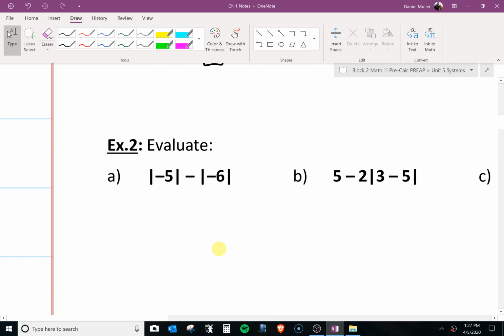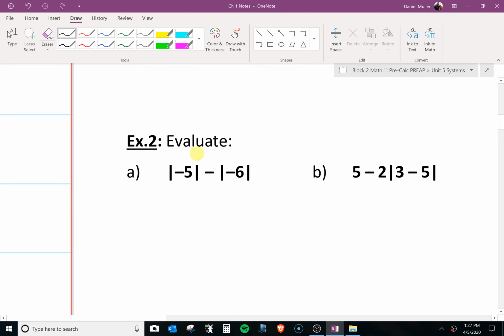Continuing on here with example number 2, you have to do inside the brackets first. Well, there's nothing to do, so then you do the absolute values. The absolute value of negative 5 is just 5. The absolute value of negative 6 is just 6.